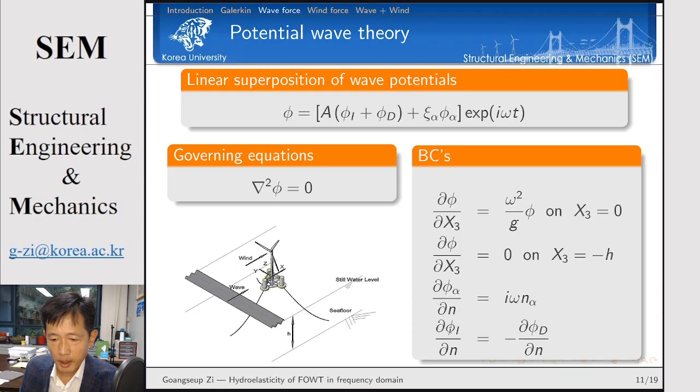This is the relation between the incident potential and the diffraction potential. For a fixed structure, the direction of the incident wave is opposite to the direction of the diffraction wave. That's why we have a minus sign here.